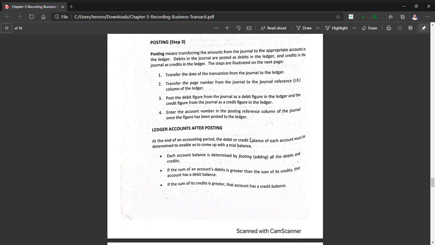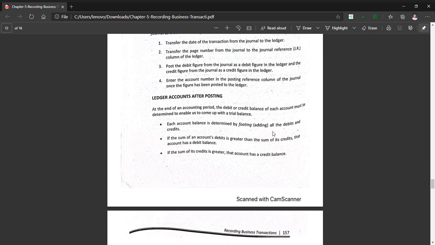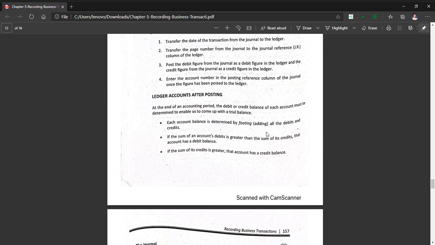Ledger accounts after posting. At the end of the accounting period, the debit and credit balance of each account must be determined. Okay, so after every accounting period, dapat i-total natin yung mga debits and credits for every account. Tapos after natin na-total yung mga debits and credits, by the way, kapag itino-total natin ang mga debits and credits, it is called footing. Okay. Tignan nyo lang kung ano yung mas malaki. Kung mas malaki ba ang debit or mas malaki ba ang credit ng isang account.